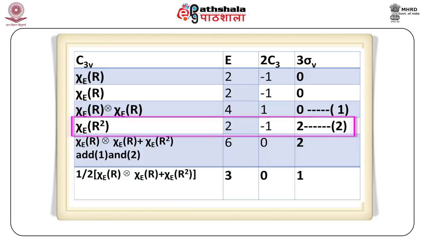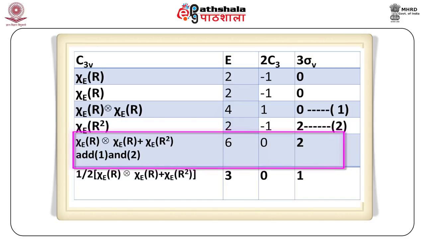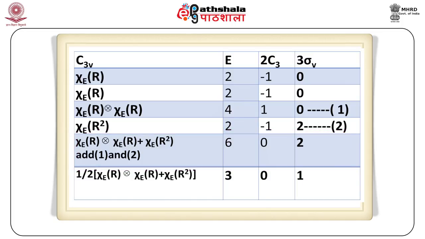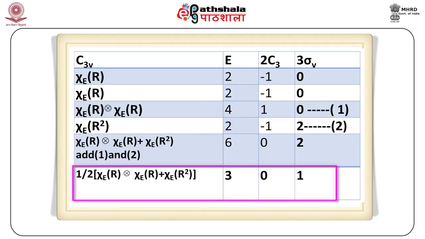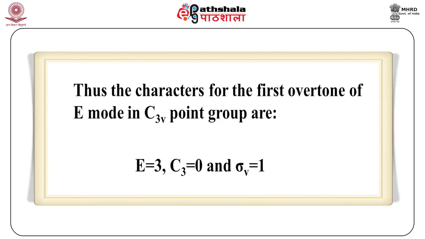So, I am having equations 1 and 2. The product χ(E, R) into χ(E, R) plus χ(E, R²) is 6, 0, 2. Add 1 and 2 and divide by 2. That is, 1/2 of χ(E, R) into χ(E, R) plus χ(E, R²). The result is 3, 0, 1. Thus, the character of the first overtone of E mode in the C3v point group is 3, 0, 1. That is, for identity it is 3, for C3 operation 0, and σv 1. This is a reducible representation and can be reduced to A1 plus E irreducible representations. A1 mode is totally symmetric. Hence, the first overtone of E mode in the C3v point group is IR active.